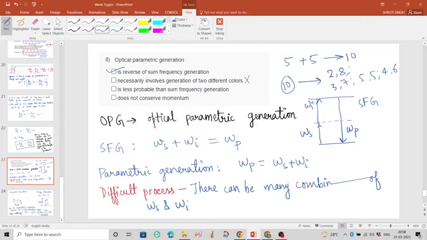It is less probable than the same frequency generation. Yes, it is less probable because here we have to take care of the temperature, the angle, the refractive index. It does not conserve momentum. No, this is false because momentum conservation happens here as well. So for this question, the answers are A and C.